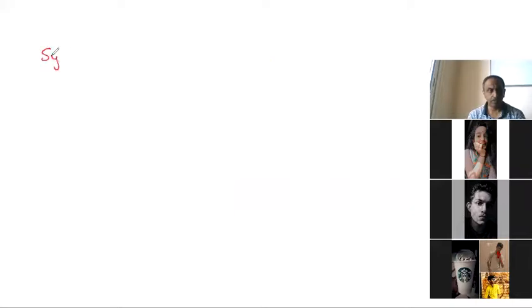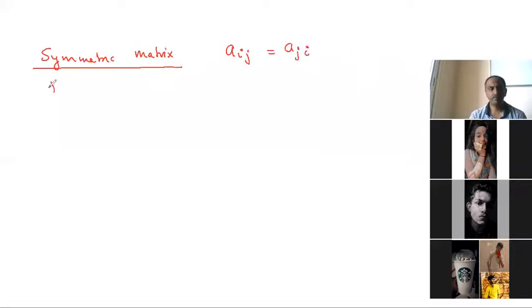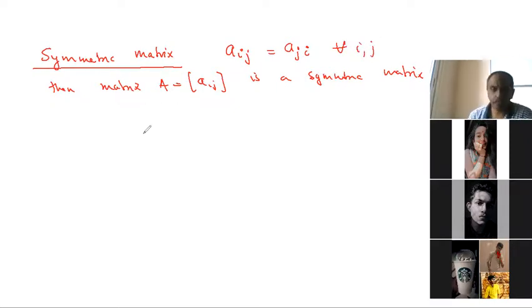Then I'm going to teach you what is a symmetric matrix. If Aij is equal to Aji for all i, j, then the matrix Aij is a symmetric matrix. Can anybody tell the meaning of this by this definition? What is the meaning of that? Even when you interchange the rows and the columns, you get the same thing which was there earlier. That is one way of speaking.